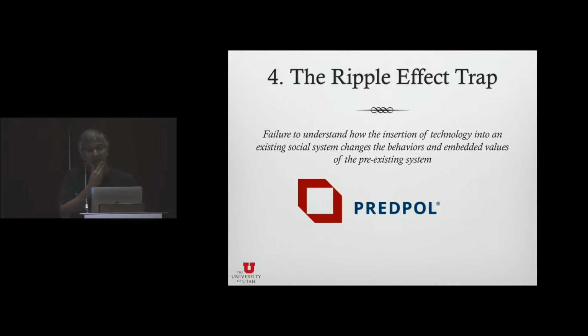The ripple effect trap comes from failing to recognize that once you take your formalism and insert it into a system, the system will actually react around it, sometimes in ways you may not expect. And again, this is something we heard about earlier at the keynote. One easy example of this is predictive policing. You build a system you think is predicting crime, and what you end up doing is building a system that predicts arrests, which is not what you want to do.